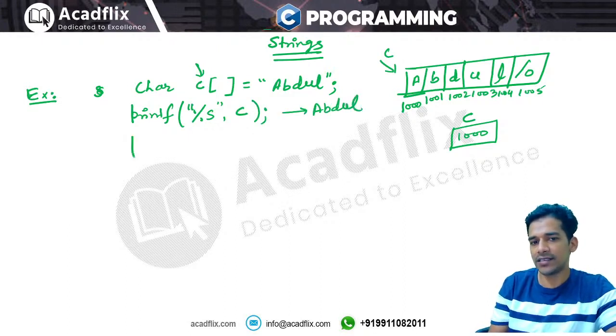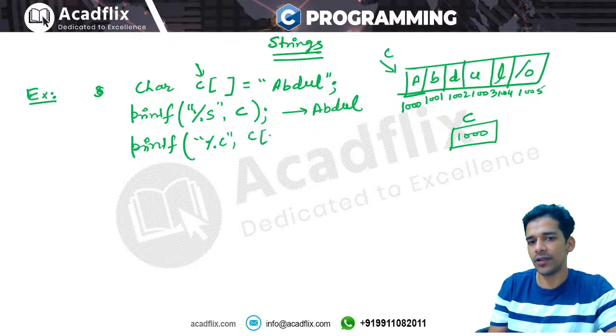But if you say printf %c C0, now it will not print the complete string. Now it will print the character at the position C0. This is C0, this is C1, this is C2, this is C3, this is C4, and this is C5. So this will print only the character A, right?